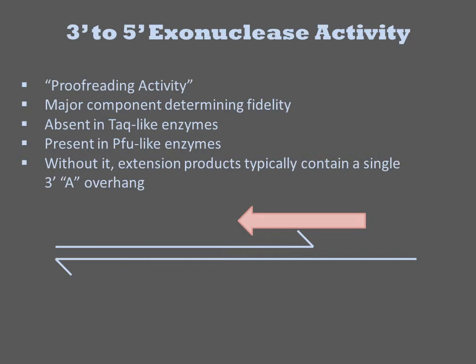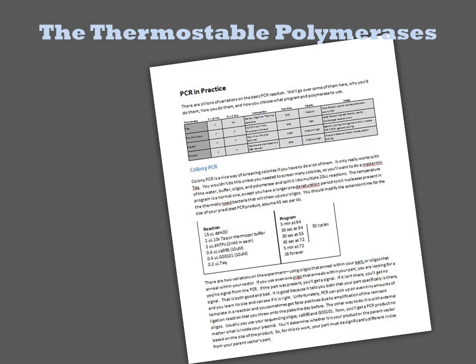Enzymes with this activity will produce blunt-ended PCR products, while those without this activity will typically contain a single 3' A overhang. This document, the Thermostable Polymerases, goes into further detail about the subtle differences between the commercially available thermostable polymerases organized around specific use cases.